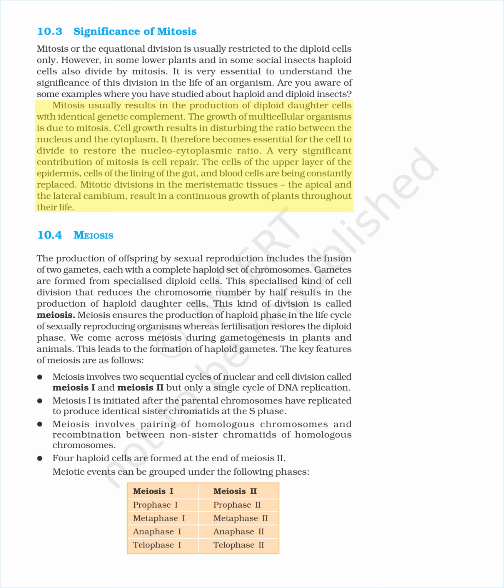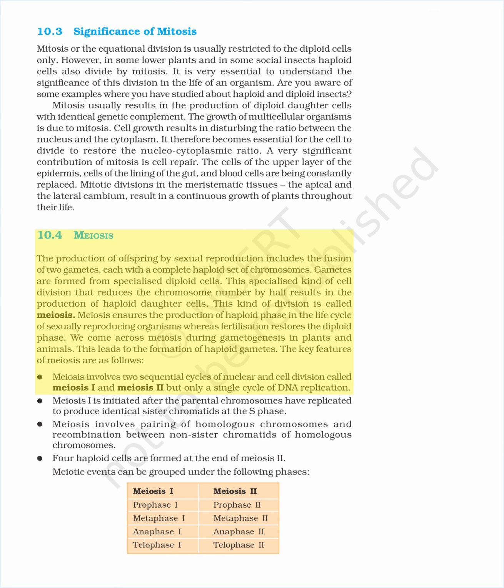The cells of the upper layer of the epidermis, cells of the lining of the gut, and blood cells are being constantly replaced. Mitotic divisions in the meristematic tissues, the apical and the lateral cambium, result in a continuous growth of plants throughout their life.